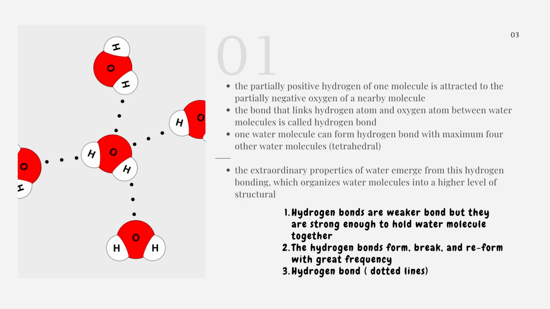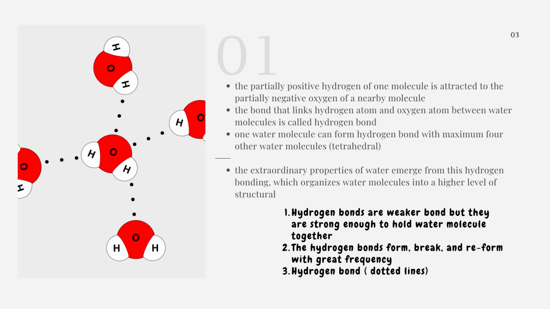Alright, next. The partially positive hydrogens of one molecule are attracted to the partially negative oxygens of a nearby molecule. The bond that links hydrogen atoms and oxygen atoms between water molecules is called a hydrogen bond. One water molecule can form hydrogen bonds with a maximum of 4 water molecules, and we call it tetrahedral. So hydrogen bonds are weaker, but they are strong enough to hold water molecules all together.